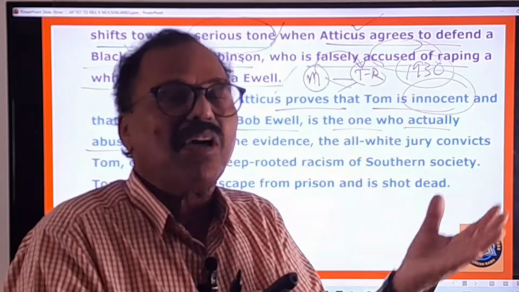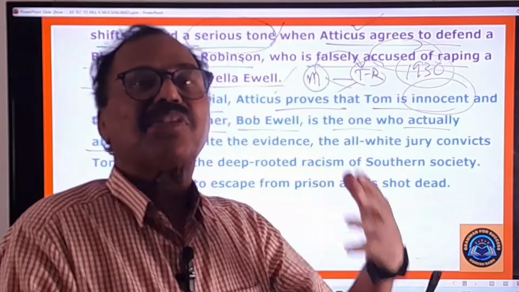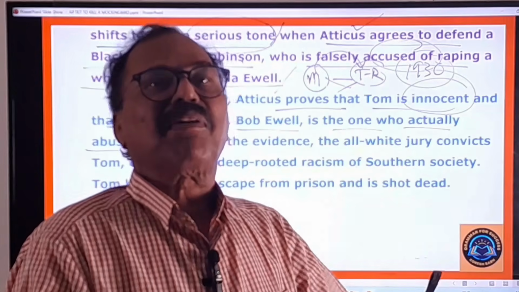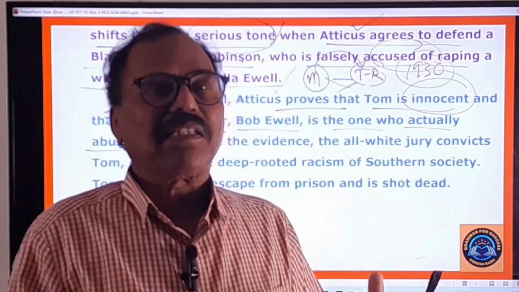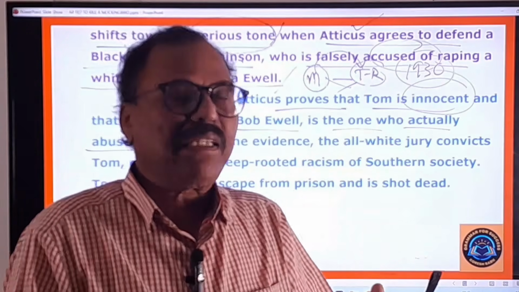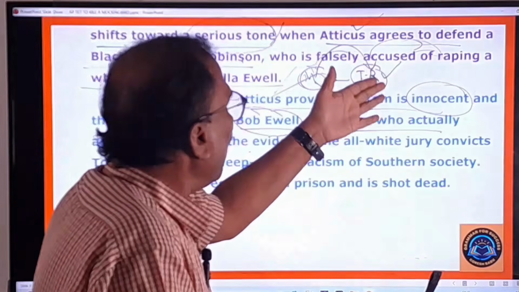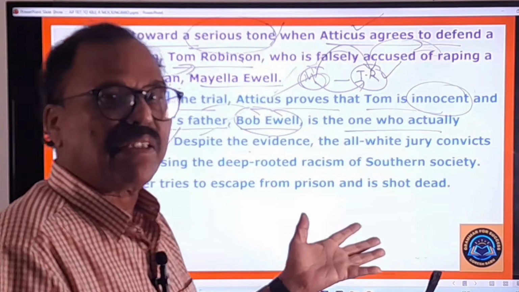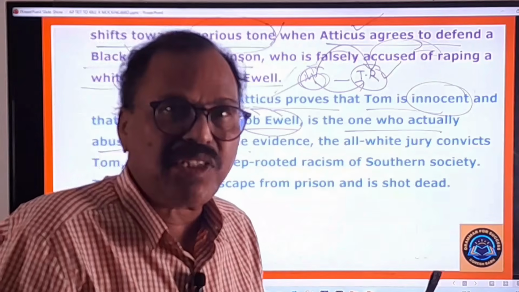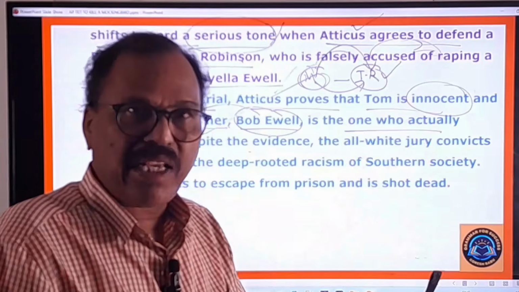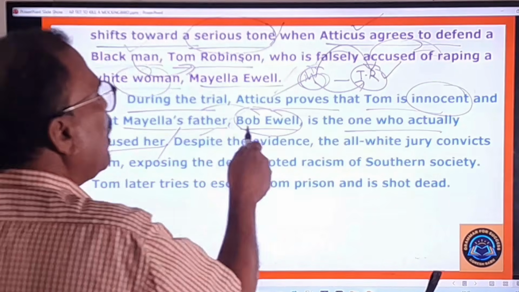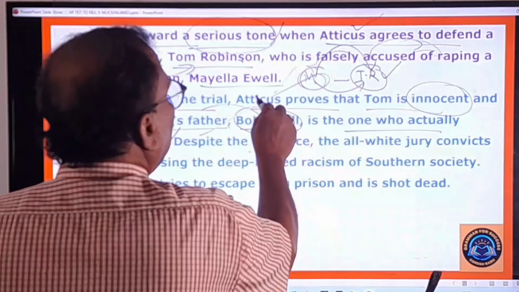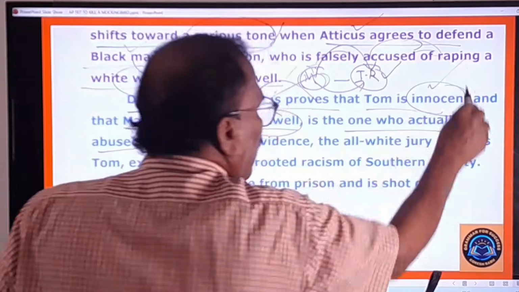All such things have come into his mind, and that's why, in order to save himself and his family from the disgrace of the society, he has created a story that this Tom Robinson has raped his daughter Mayella. In fact, that was a baseless, false allegation, and that's why it could not stand in the court, and that's why this Atticus could prove that Tom was innocent.